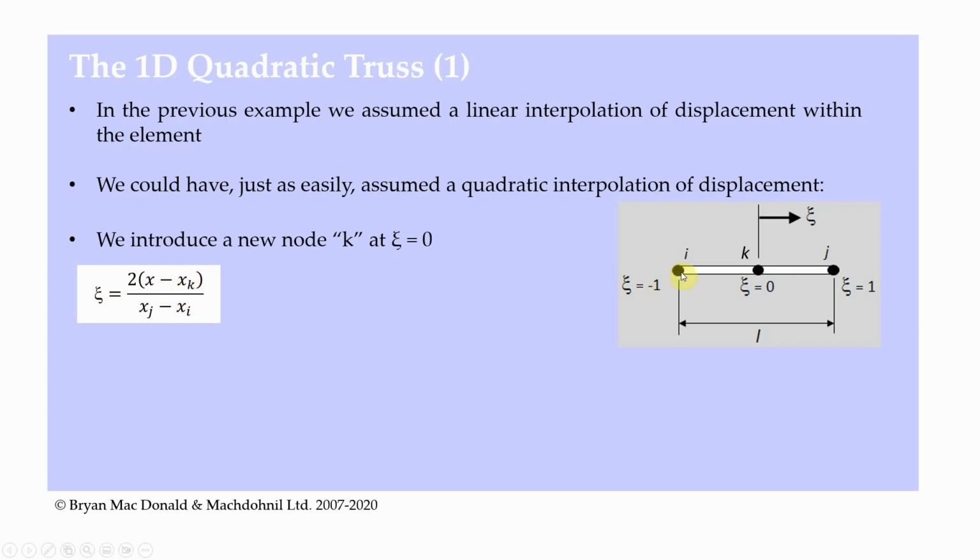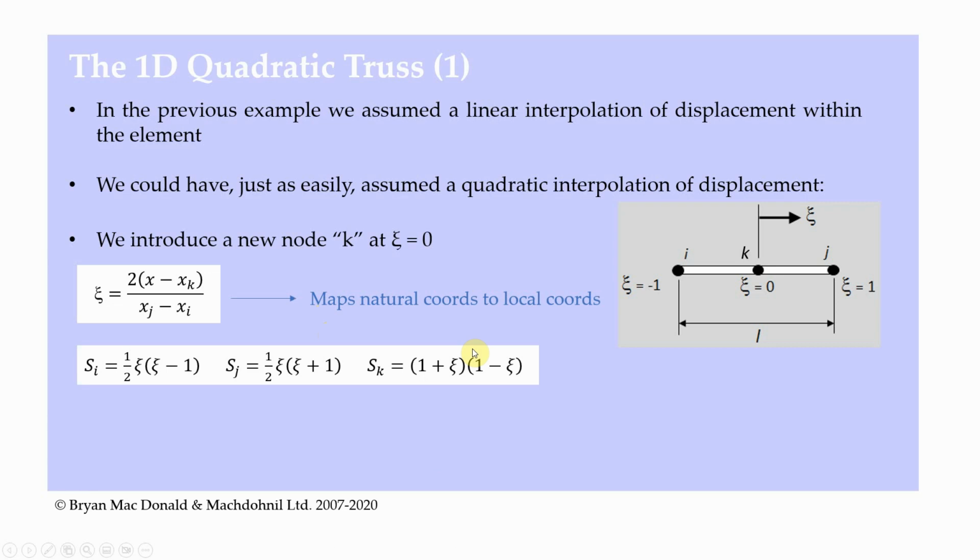Remember, we will know what xi, xj, and xk are. They're the coordinates of the nodes, and x is the location that we want to find the eta of. For example, if we had this point here, which was a quarter of the way along the element, we would put its x coordinate in there. We would put the coordinates of the three nodes in there, and that would give us our eta coordinate for that x coordinate. So again, as I just explained, it maps natural coordinates to local coordinates.